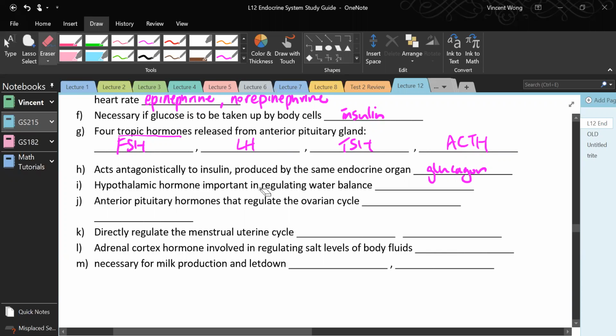Hypothalamic hormone important in regulating water balance, that is ADH, antidiuretic hormone. If you're dehydrated, you need ADH. Anterior pituitary hormone that regulates the ovarian cycle: FSH and LH. Directly regulates the menstrual uterine cycle would be estrogen and progesterone.